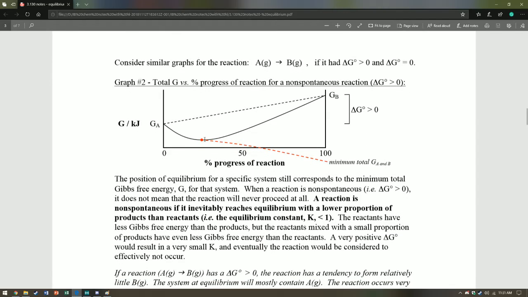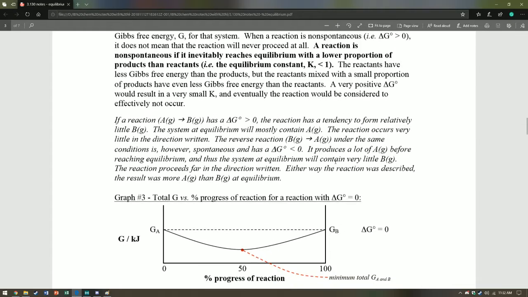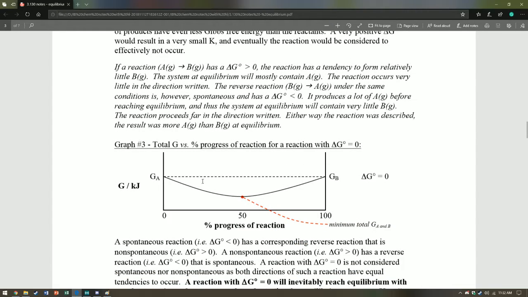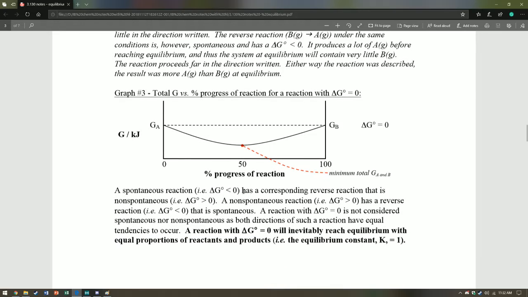And then here, for a non-spontaneous reaction, we see that the minimum lies less than halfway through the reaction, and therefore K is less than 1, and the Gibbs free energy change here is clearly positive. If delta G is 0, then the reaction is exactly halfway through, and there is no change in Gibbs free energy, and there are equal proportions of reactants and products, i.e. the equilibrium constant is 1.